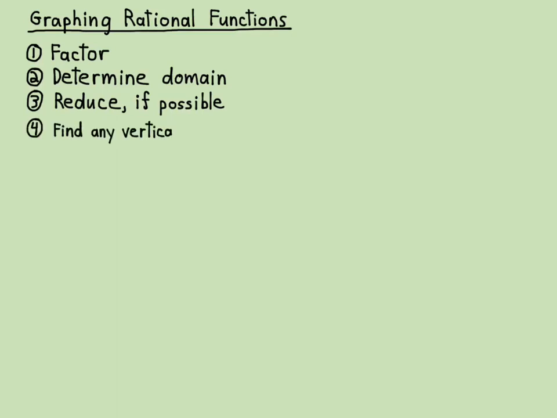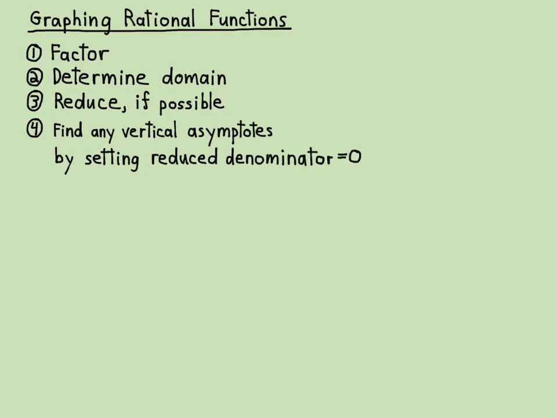Okay, you don't have to do those three first, but you have to do them before you do 4, for sure. And you have to do 1, 2, and 3 in that order, 1, 2, 3. So you might as well do 1, 2, 3, 4 first. 4 is find any vertical asymptotes by setting the reduced denominator equal to 0. That is, the denominator after the fraction has been reduced.